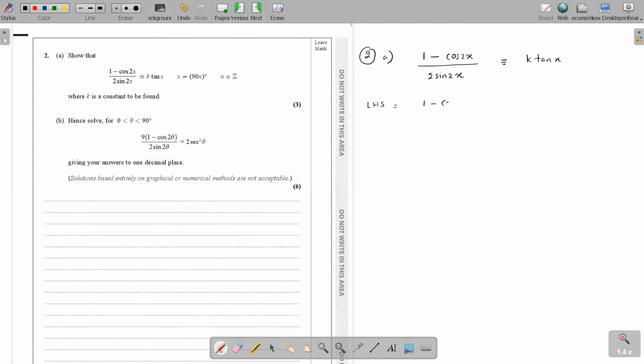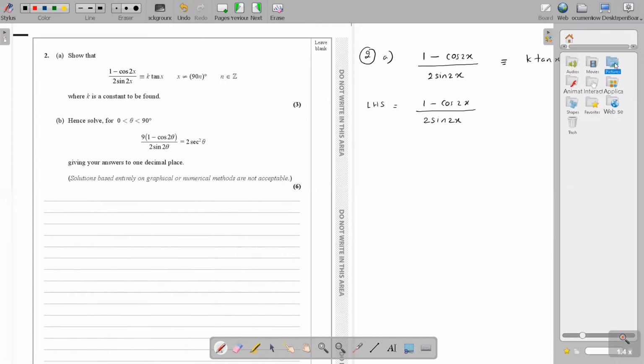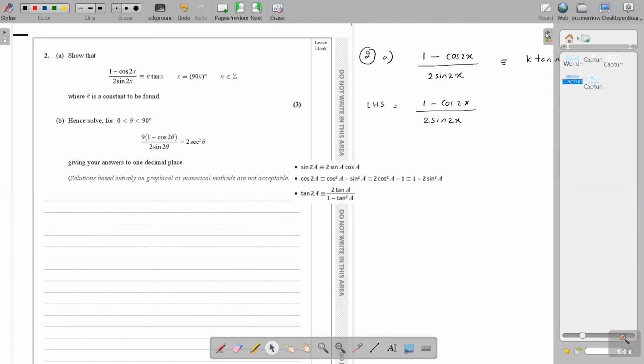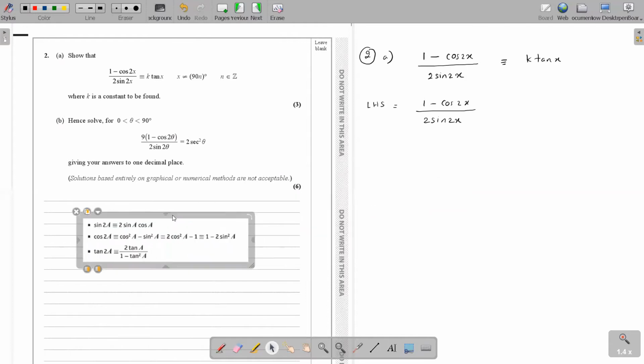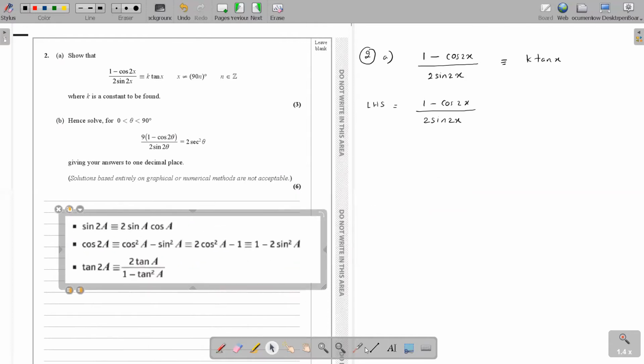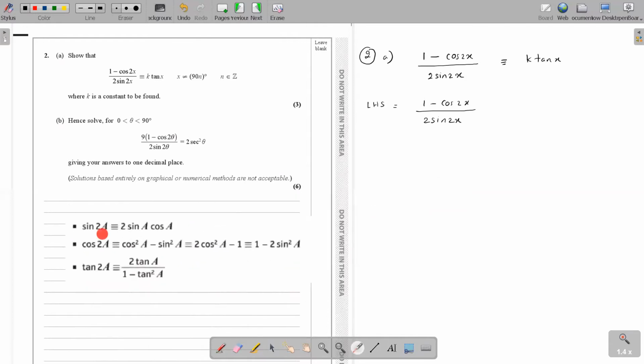So 1 minus cos 2x over 2 sin 2x. As you all know, these are the double angle rules, right? I just highlight it here. For sin 2a, we have one formula, 2 sin a cos a, while for cos 2x, we have three equations that we can use: cos squared minus sin squared, 2 cos squared minus 1, and 1 minus 2 sin squared.